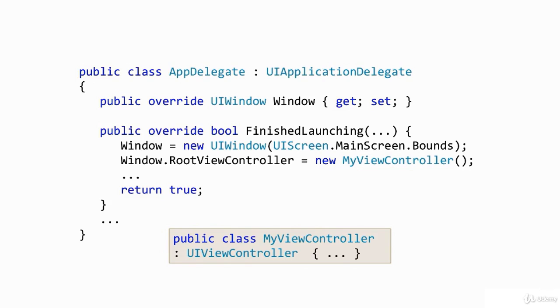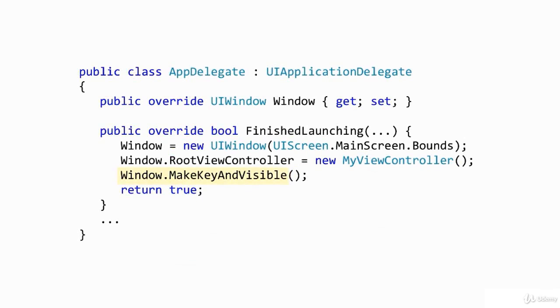Remember that controllers are represented by the built-in UIViewController class, and your app will always have at least one custom view controller, and will often have one for each main view or screen that you display. Here we've named one MyViewController. We need to create an instance of this class in our FinishedLaunching override and assign it to the window's RootViewController property. This is what identifies this as the starting screen for the app. The final step is to make our window the key window and return true from the method. This specifies the window to receive touch events and is done by calling the MakeKeyAndVisible method.